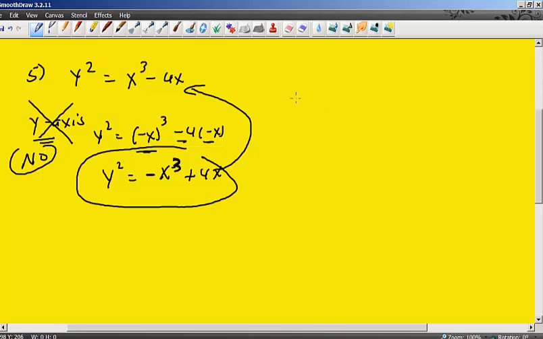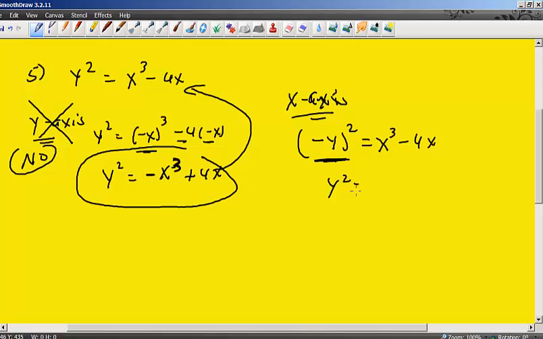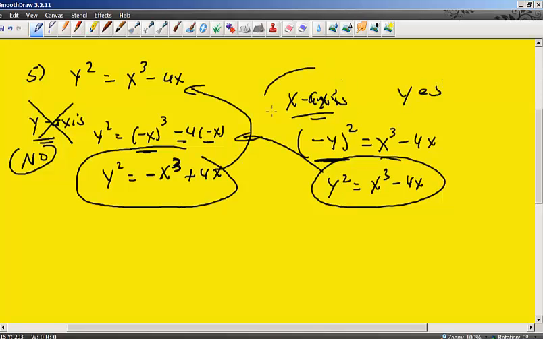So we're going to check for the x-axis. So how do you check for the x-axis? We're going to replace y with the negative. So negative y squared is equal to x to the third minus 4 times x. When I clean that up, that'll become positive y squared is equal to x to the third minus 4x. That's exactly the same as that. Then we say yes. It is symmetric to the x-axis.